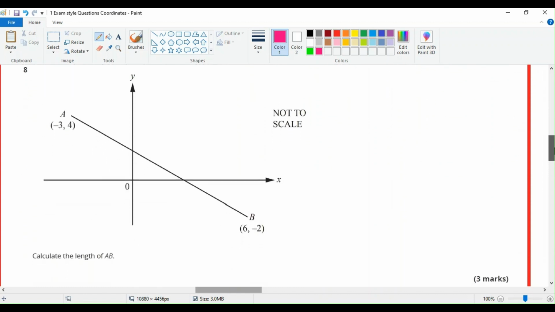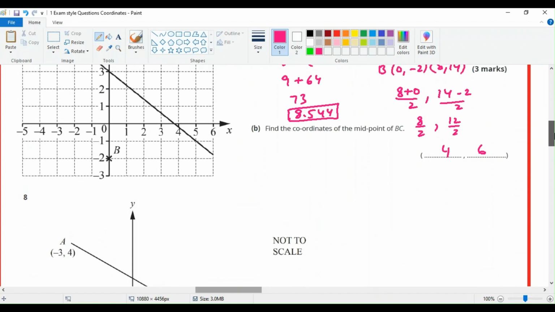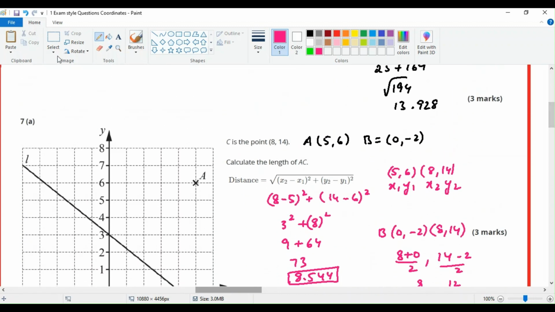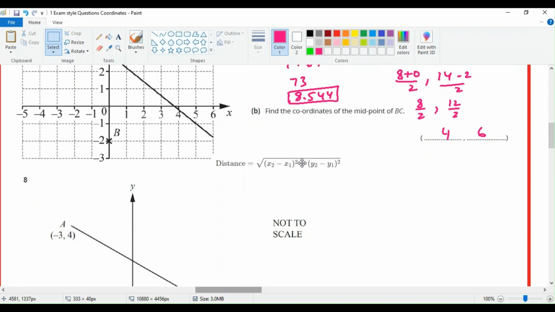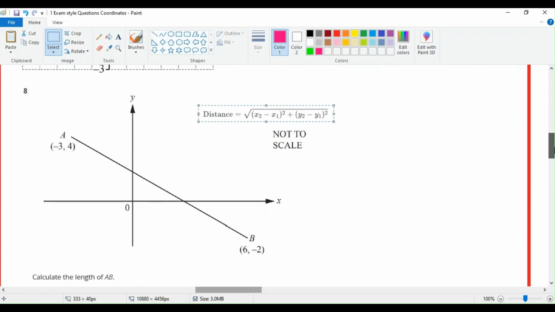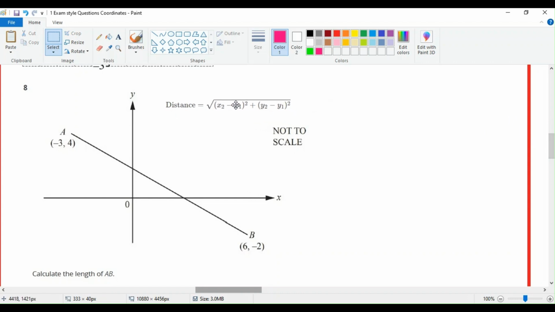Now in here we need to find out the length. Same formula we are going to be using. So I'll bring this formula once again down here. Of course, this kind of notification you'll get, that's not to scale. Now in here, the points, first of all we take the points -3 and 4, and 6, -2. This is x1 and y1. This is x2 and y2.